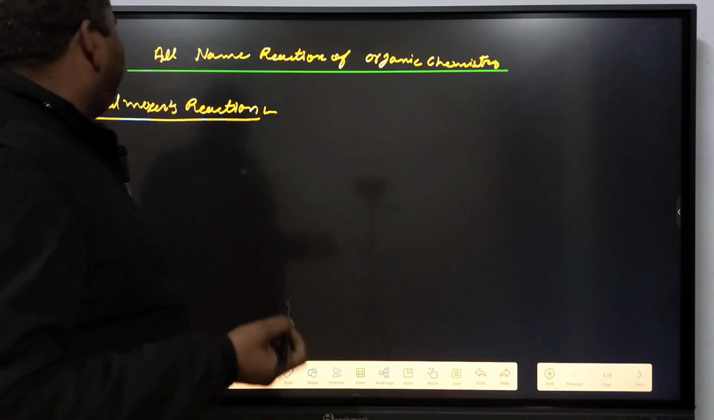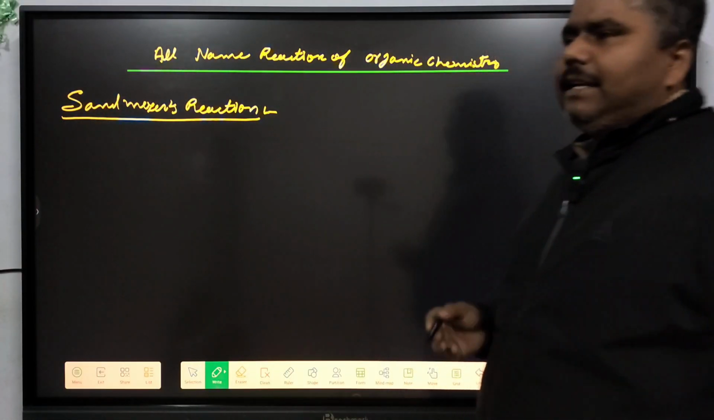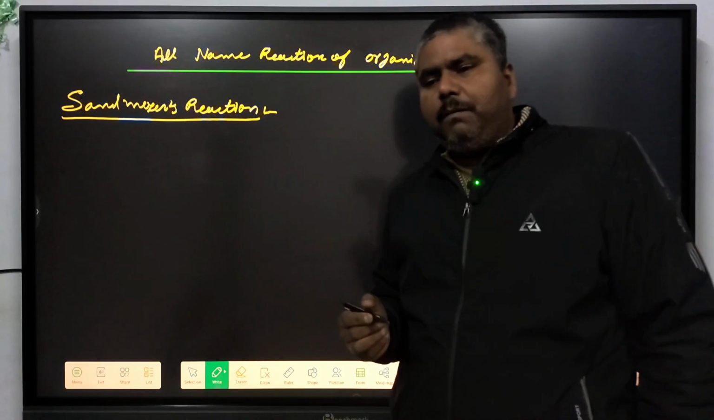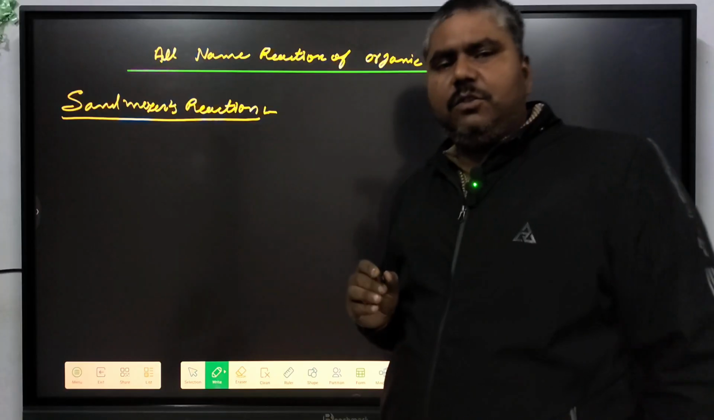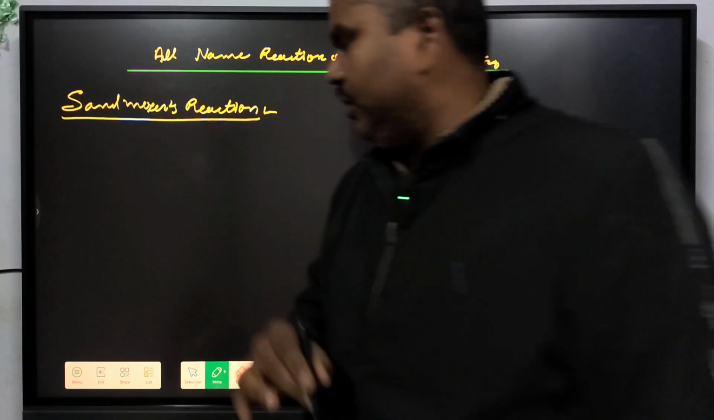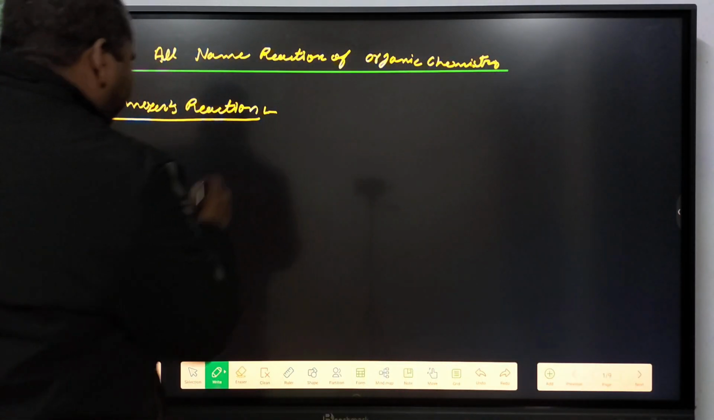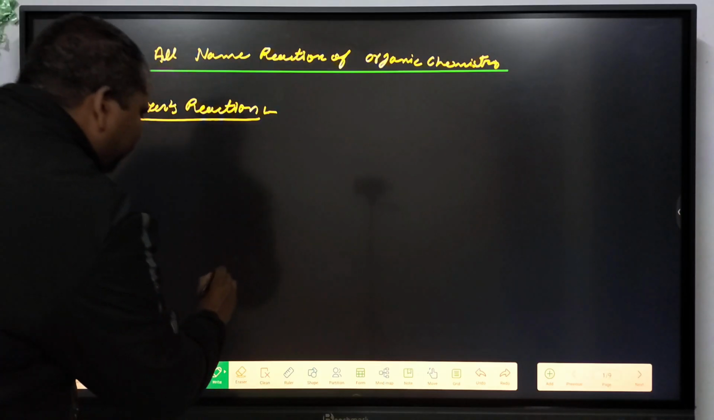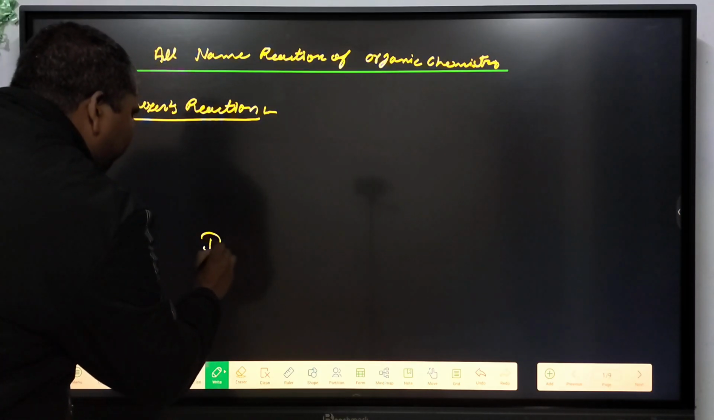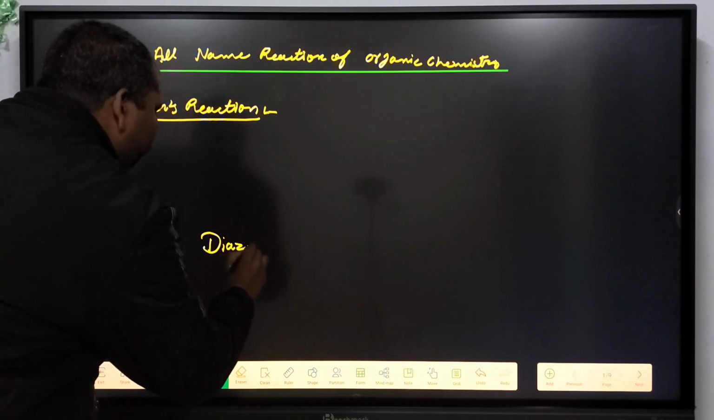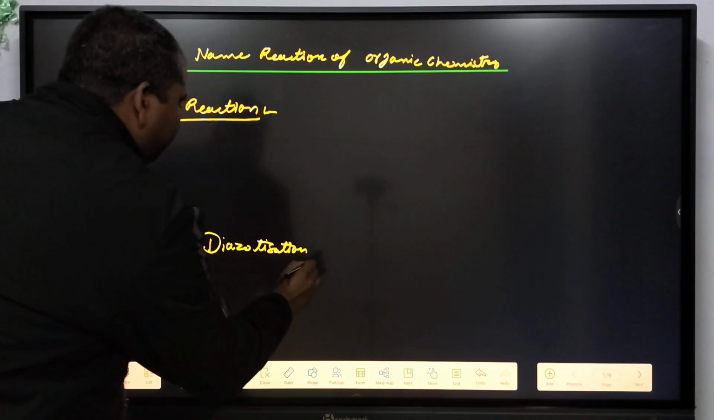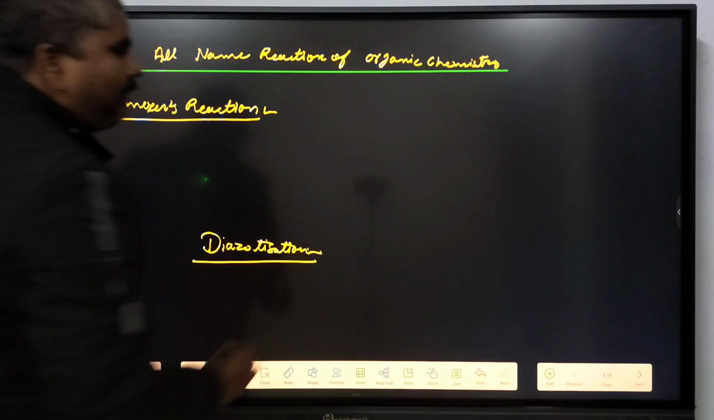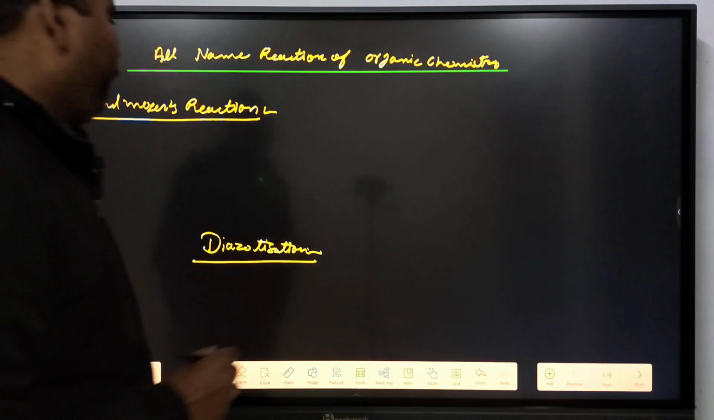So firstly, we will start the Sandmeyer reaction. In Sandmeyer reaction, two reactions are involved. The first reaction is the formation of diazonium salt. The reaction is known as diazotization. In this reaction, diazonium salt is formed.